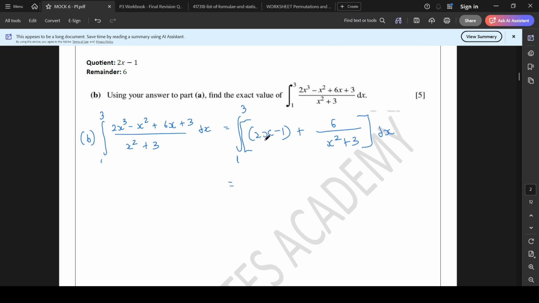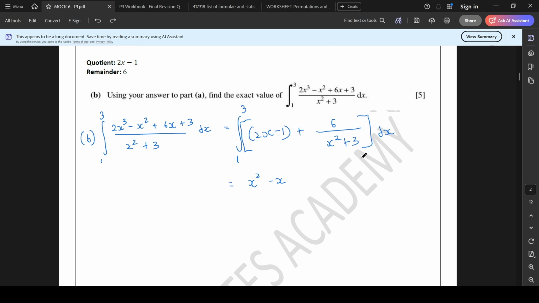What is the integration of 2x? It is going to become x square by 2, and 2 will cancel out, so it is simply x square. Integration of minus 1 will become minus x, and then the integration of 6 over x square plus 3. This is again in a fraction format where on the numerator you are having a constant and in the denominator you are having a square plus b square format. How can I say that this is a squared format? I can simply say that 3 can be written as square root of 3 square, right?